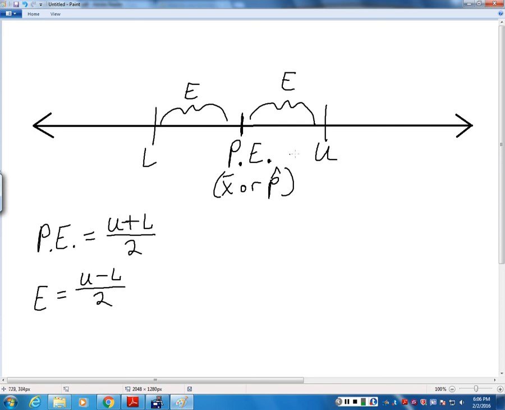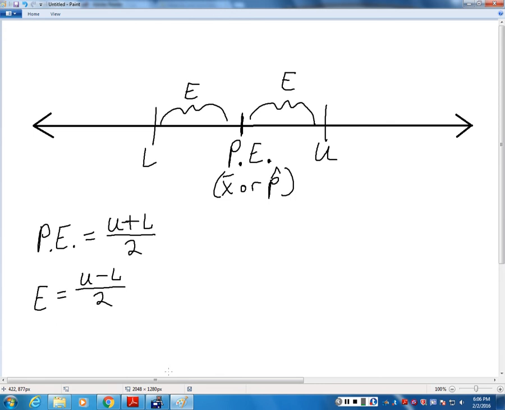Why does this work? Well, U minus L, upper minus lower, would give me the length of the entire interval. Half of that length is E, the margin of error. So I find that length, U minus L, and divide by 2 to get the margin of error. That's when I'm given a confidence interval.